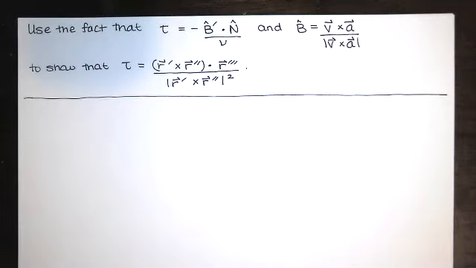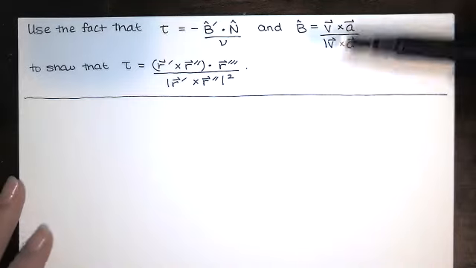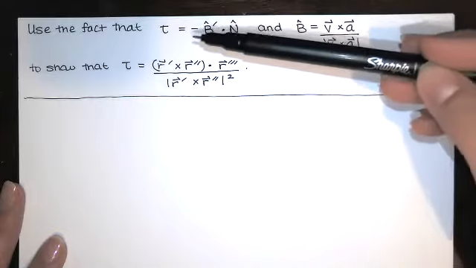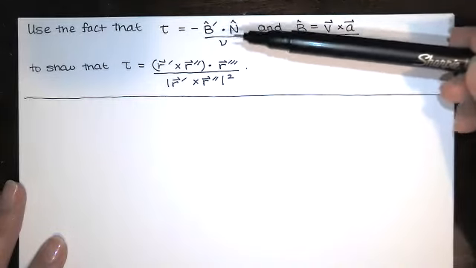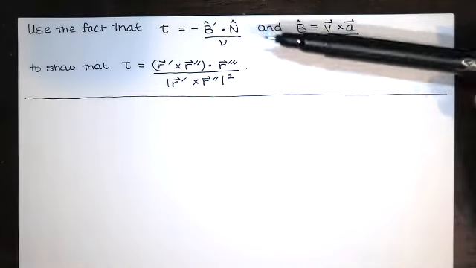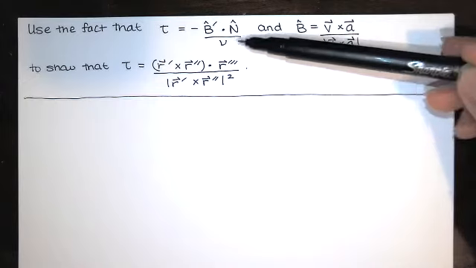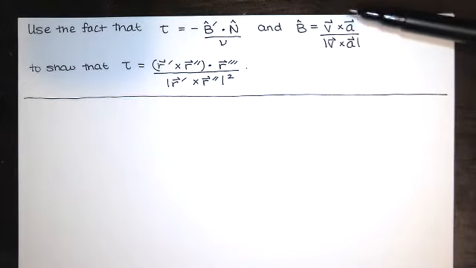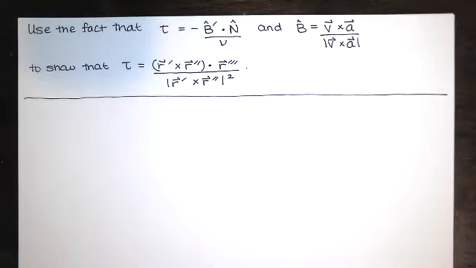In this video, we are going to derive this torsion formula. We're asked to use the fact that the torsion is the negative of the dot product of the derivative of b with respect to t dotted with n hat divided by the speed, and the fact that b hat is equal to this expression to show that the torsion must be equal to this expression.